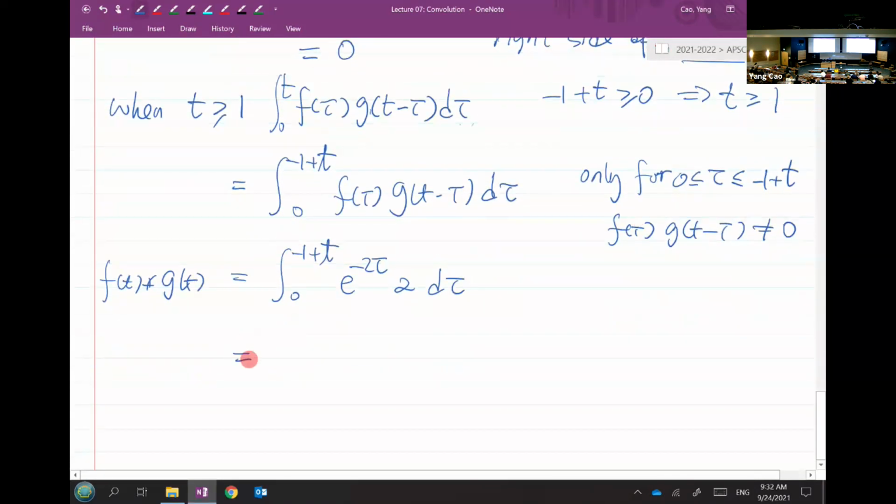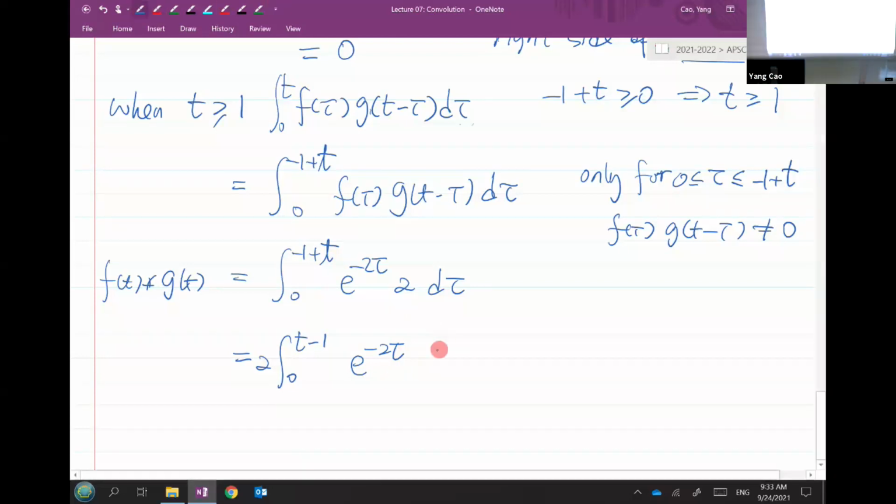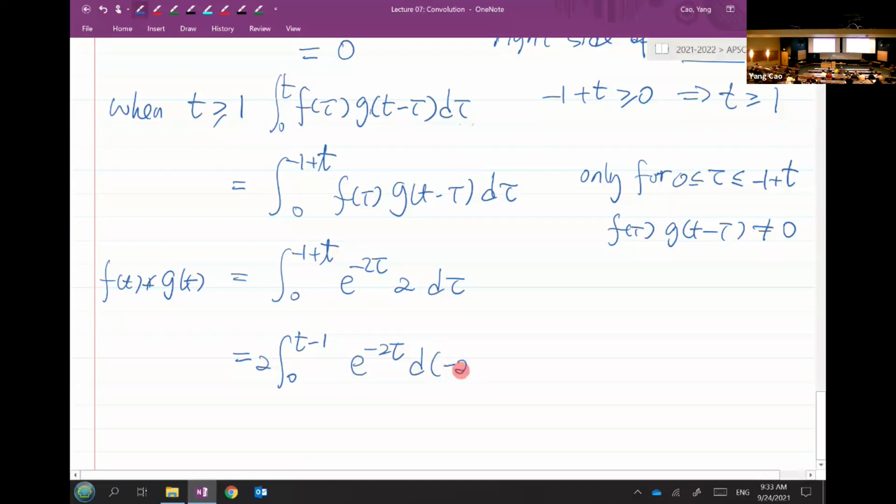You can put a 2 outside here. If you need to brush up on this integral, it probably requires a very simple substitution rule. In my review lecture, I mentioned that I use a very simple substitution. I change the tau to -2 tau so that I have the same quantity as that.